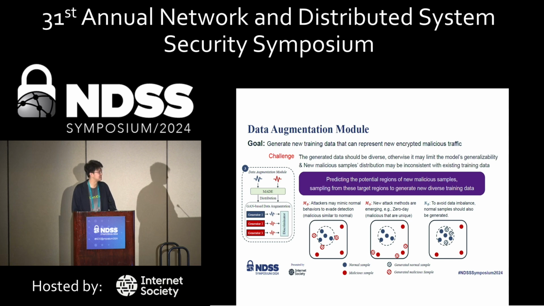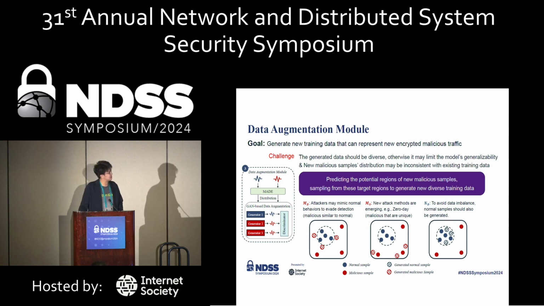It also faces two challenges. The first one is the generated data should be diverse, otherwise it may limit the model's generalizability. The second challenge is new malicious samples distribution may not be the same as the existing training data. So we should use some specific model to generate new data. Our solution is that we first predict the potential regions of new malicious samples, and then we sample from this target region with some proposed model.